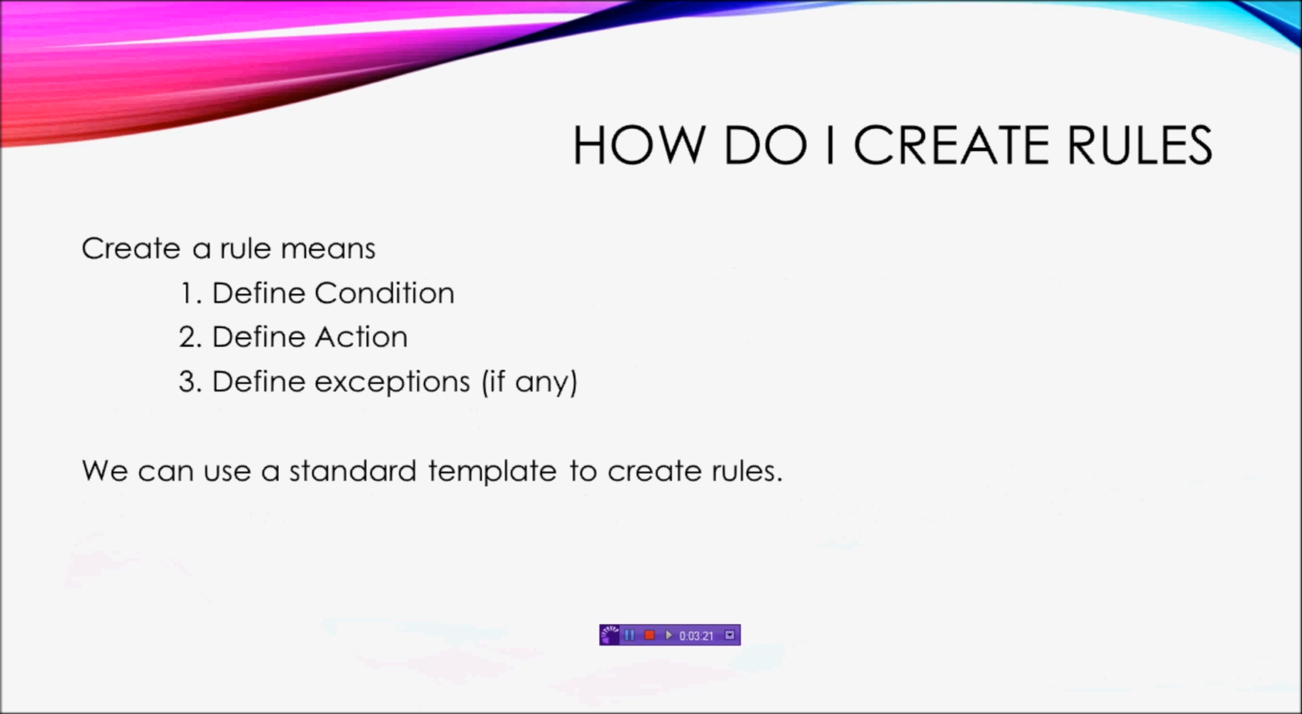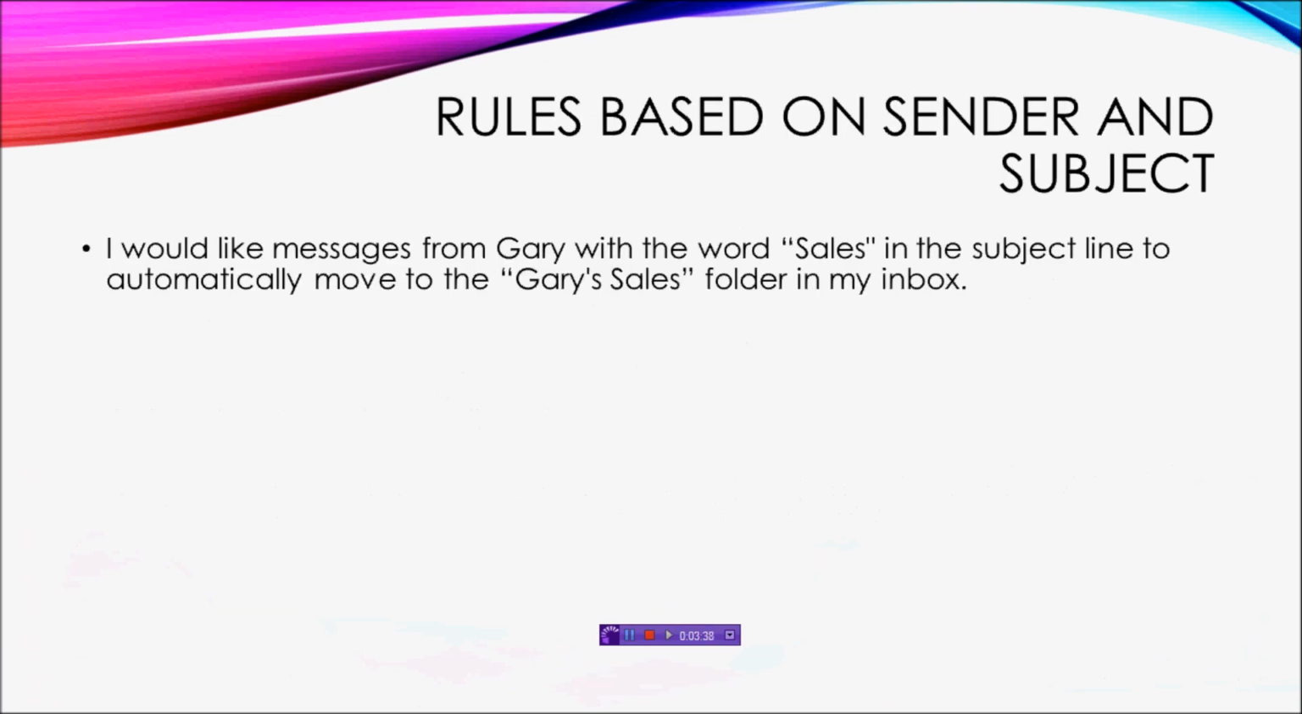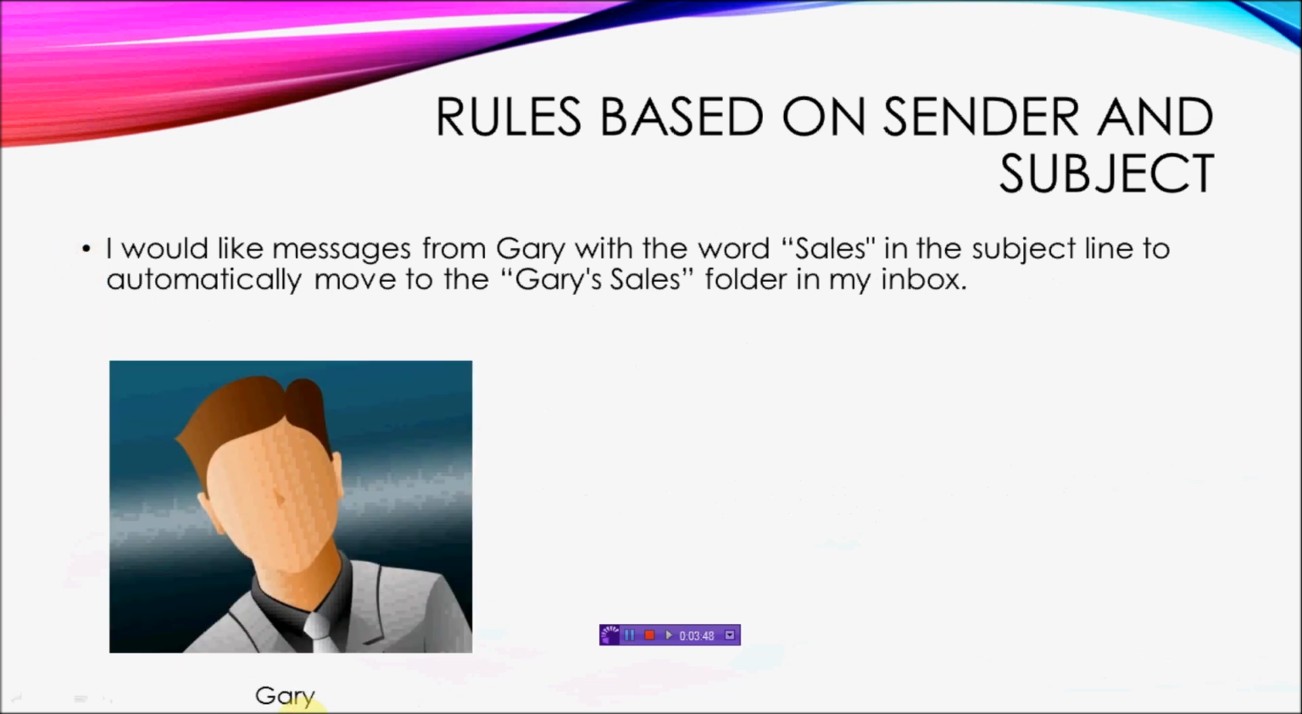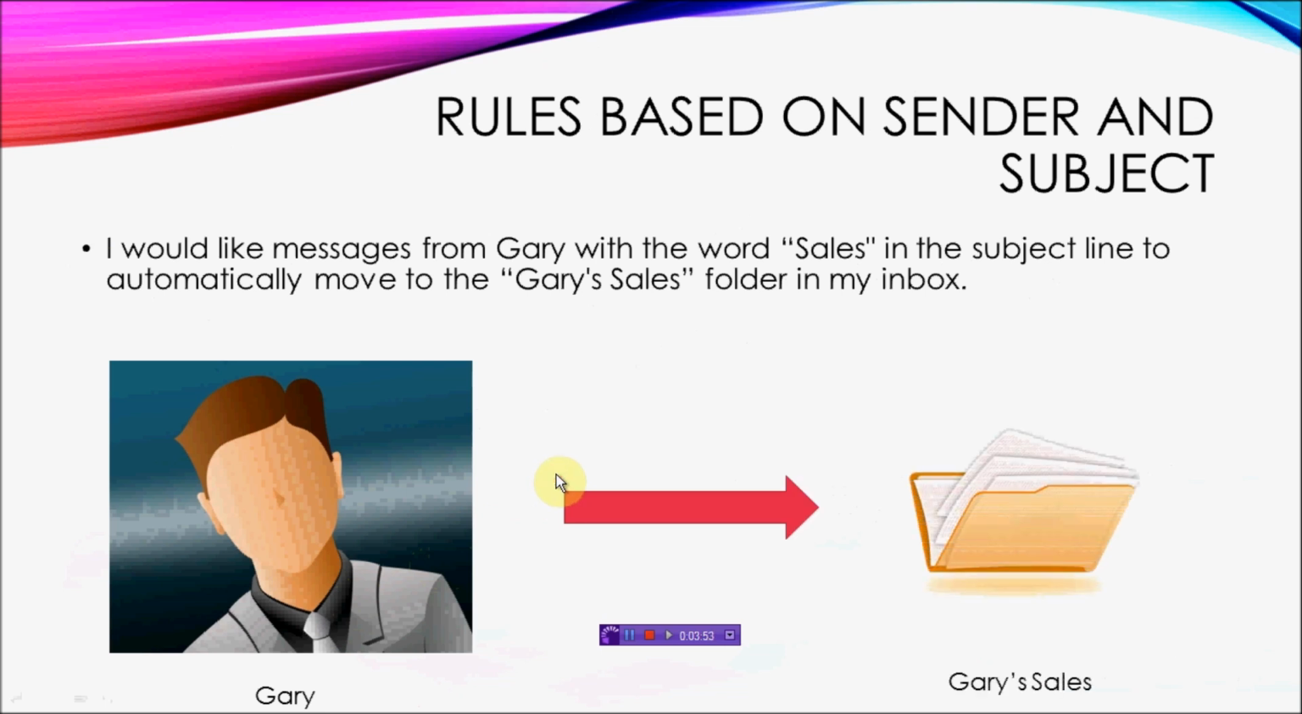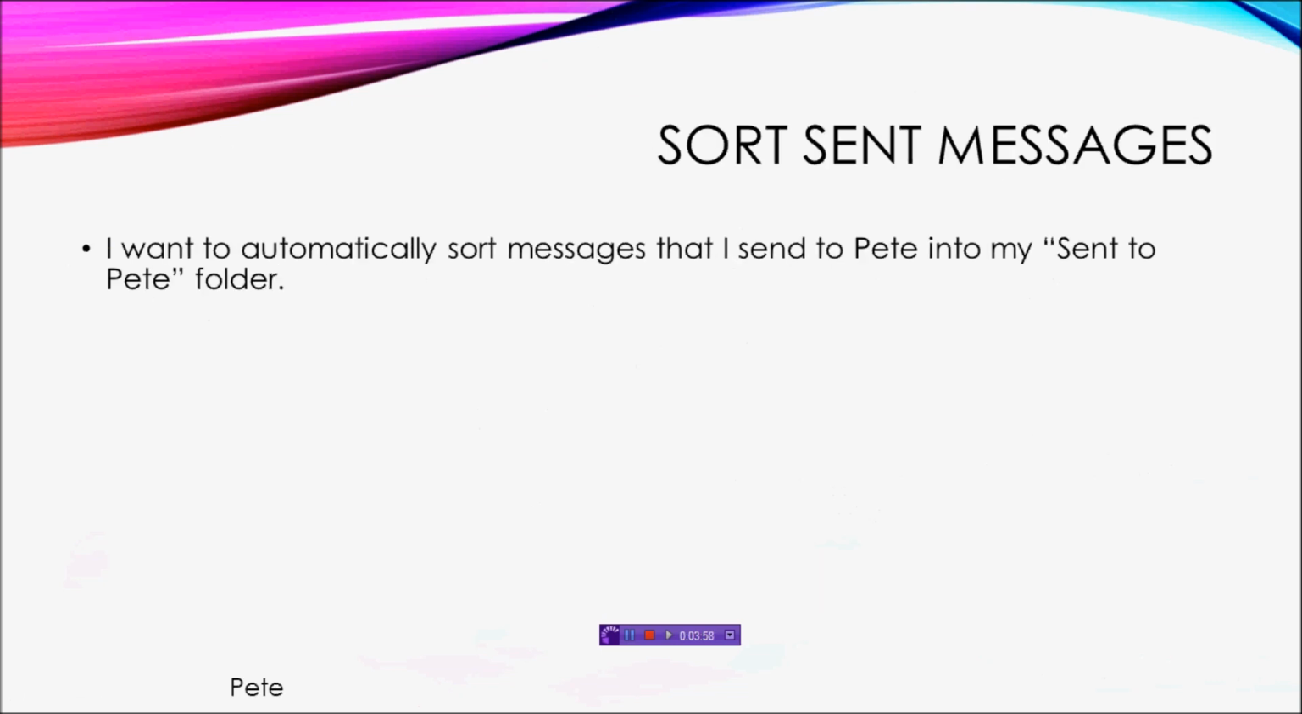Now we can use a standard template to create rules as we discussed before, and we can create a rule from the message itself. Let's see how this works. We'll talk about some examples here. First example that we are taking is a rule based on a sender and a subject. As an example, let's say I would like to get the messages from Gary with the word sales in the subject line, and they should automatically go to my Gary's sales folder instead of my inbox.